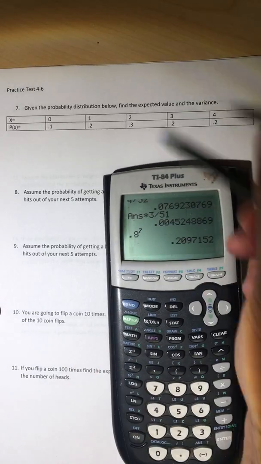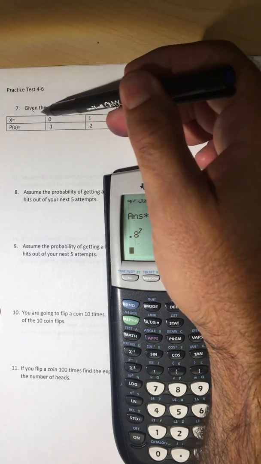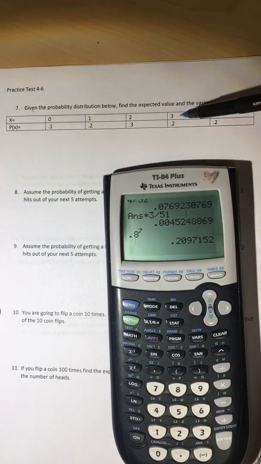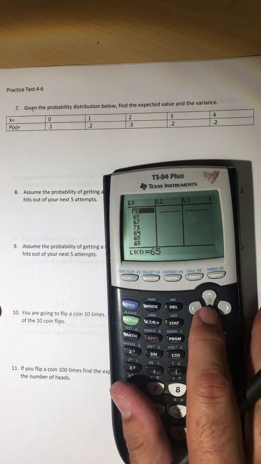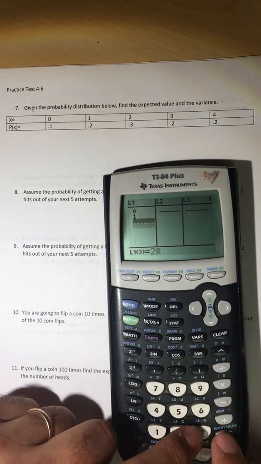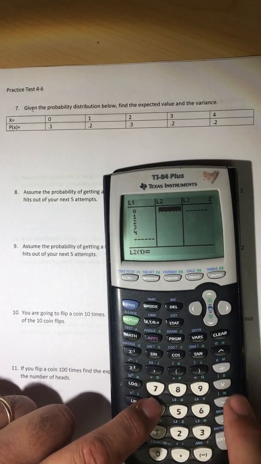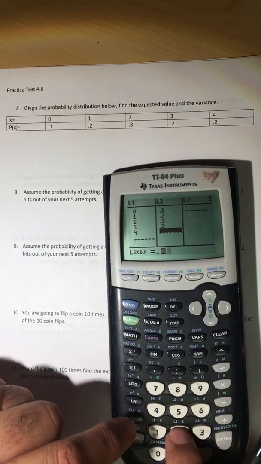All right, given the probability distribution below, find the expected value and the variance. So we've got the x and we've got the probability of x. So we're just going to enter this data into the list. So we're going to go stat edit. And so what do I have? 0, 1, 2, 3, and 4. Probability 0.1, 0.2, 0.3, 0.2, and 0.2.